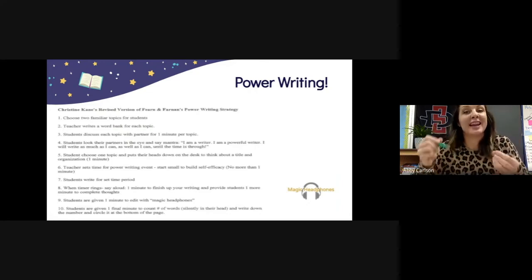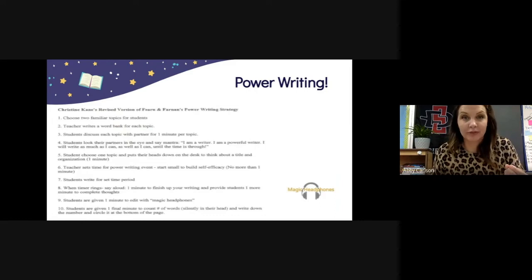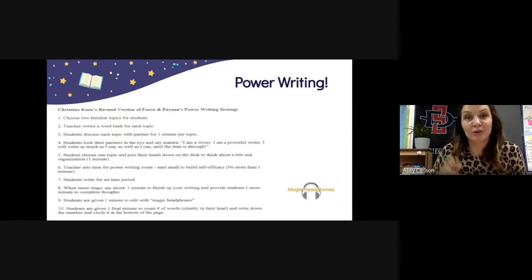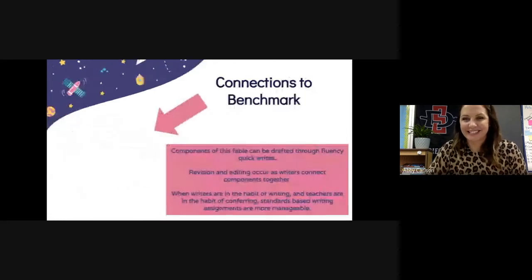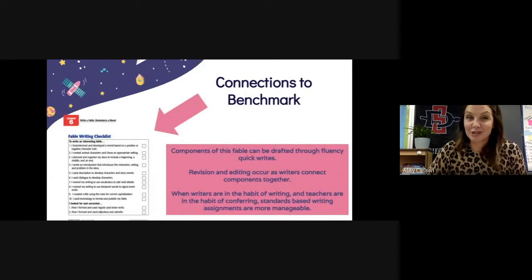And then the next day, when we work on our writing fluency, I have them look at their writing from the day before and say, can you write one more word than you wrote yesterday? That honors our prolific writers, our struggling writers, and everyone in between. So next, we're going to talk about connections to benchmark.